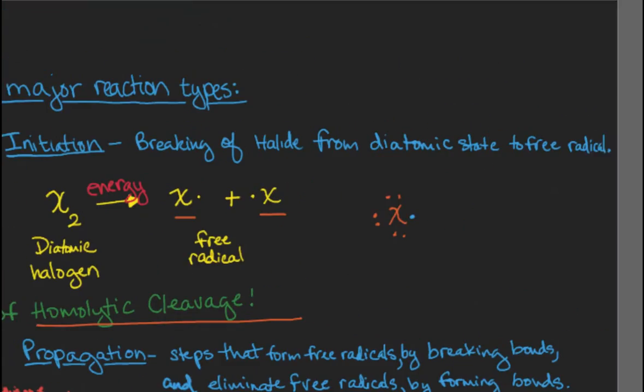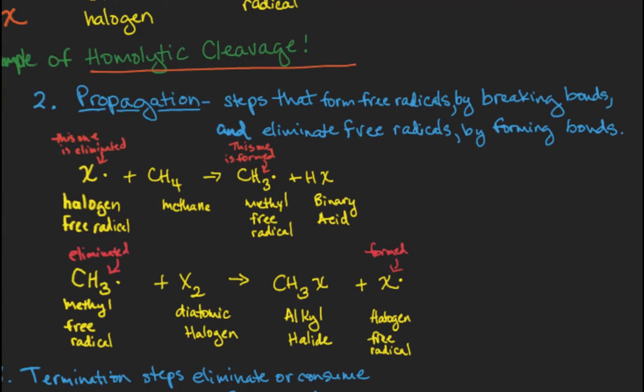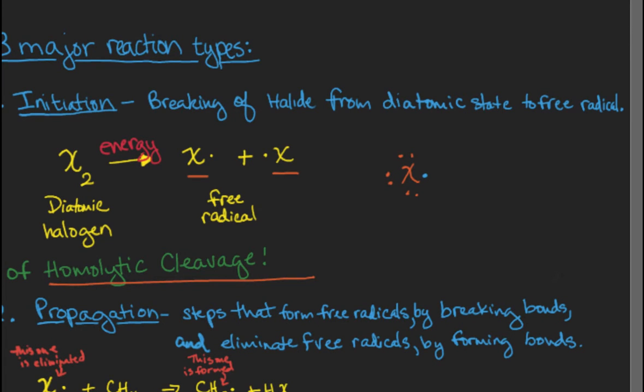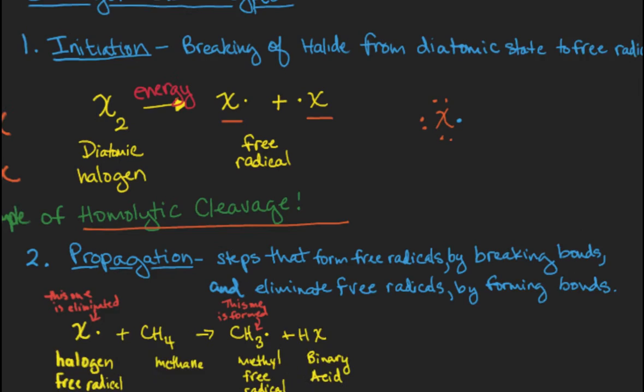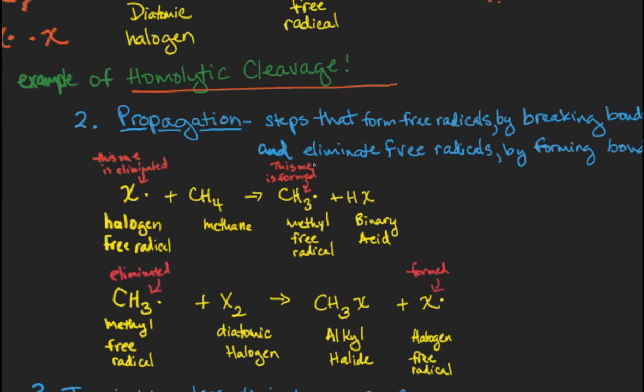So propagation. Propagation creates free radicals and it consumes them. On initiation, we just created the free radical from the diatomic halogen. Here, what happens is that free radical that you got from splitting the halogen bonded to itself can get an alkane. I just chose methane randomly, and it can abstract one of the hydrogens and leave an electron behind. So here's one free radical that's consumed.